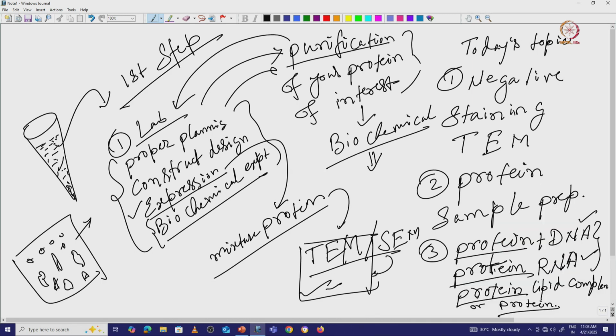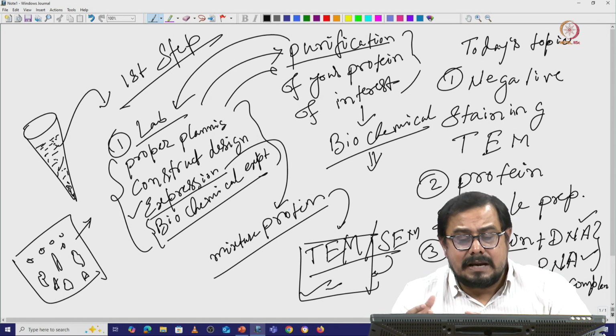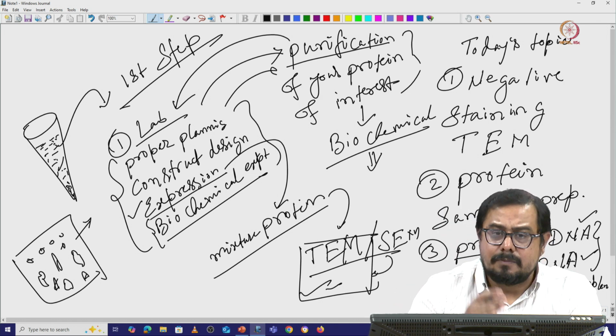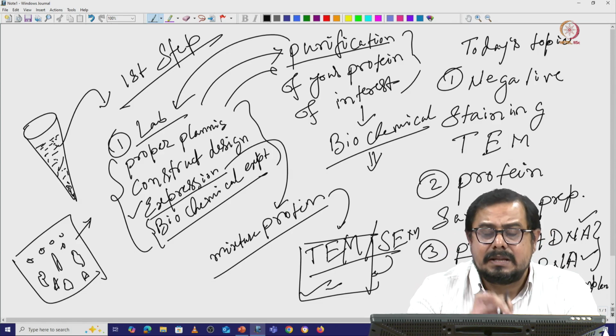step for any sample preparation: first we make a proper plan, you clone, you design the construct, express the protein, and first check that the expression is there. Whenever you express your protein, next start checking whether whatever protein you are getting is your protein, or whether there is some contamination, or whether your protein is interacting with some other component. First check those things. So, it is better to do Western blot or mass spec to confirm that it is your protein.